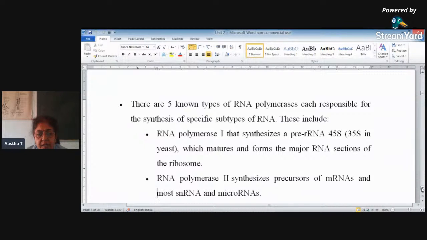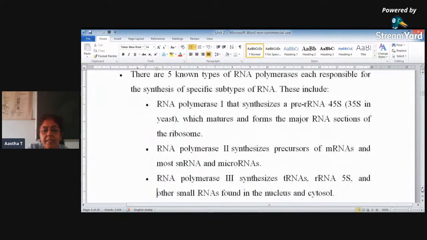35S in the case of yeast and 45S in the case of other eukaryotic living beings. It matures and forms the major RNA sections of the ribosome. So 45S will mature out and form the subunit of the ribosome. RNA polymerase 2 synthesizes precursors of mRNA. Precursors are the initiator compounds of mRNA, and most snRNA and microRNA.